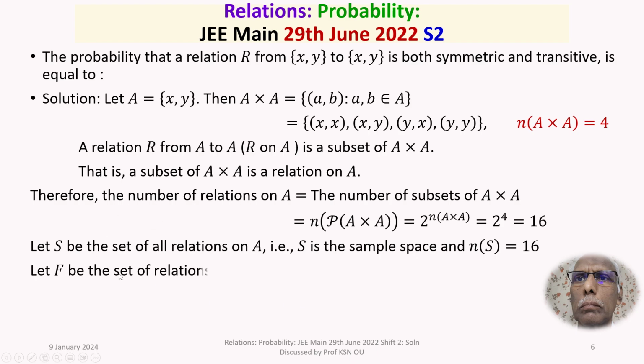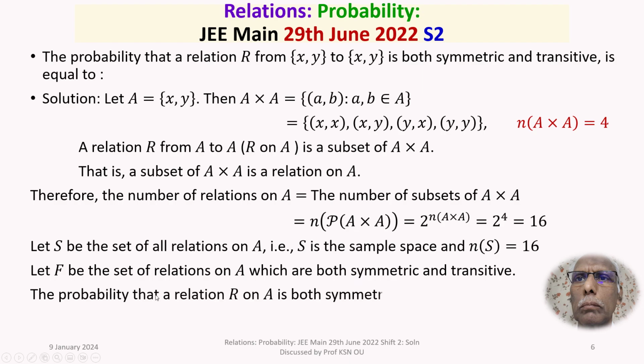So, let F be the set of the favorable cases. In our case, F is the set of relations on A which are both symmetric and transitive. That will be the set consisting of the favorable cases. The required probability is the probability that a relation R on A is both symmetric and transitive. That is given by n of F, the number of favorable cases, by the total number of cases, so n of F by n of S, which is equal to n of F by 16.